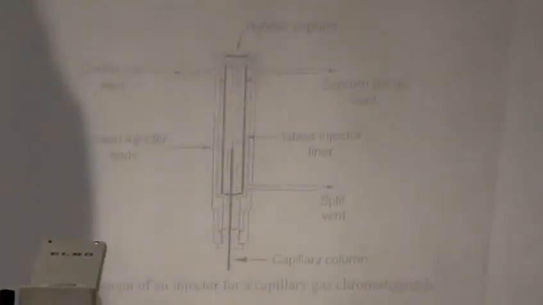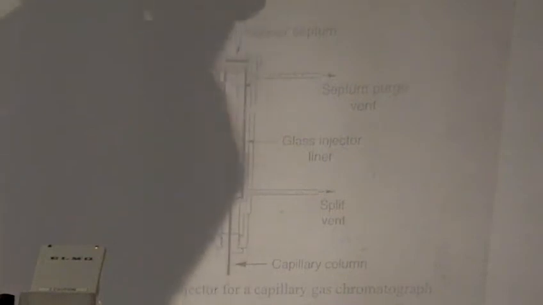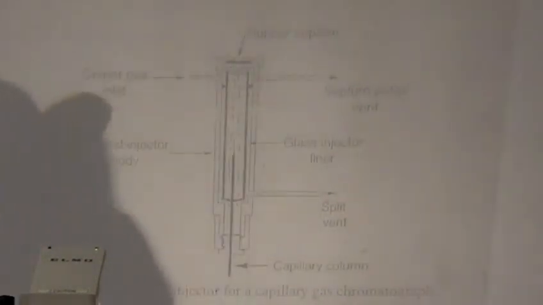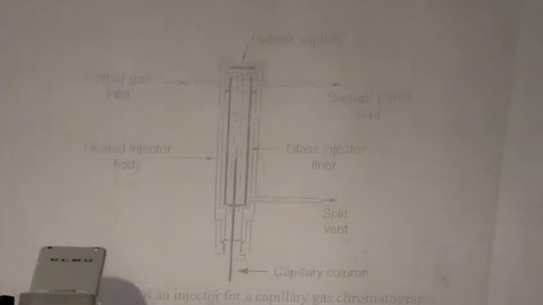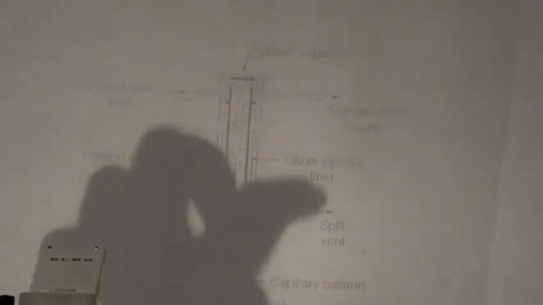But first of all, sorry, this is the injector. So our sample comes in here, and then we've got the carrier gas that's being fed into the injector. This is really hot, and then it goes into the capillary column. So that's what happens right when your sample is injected.